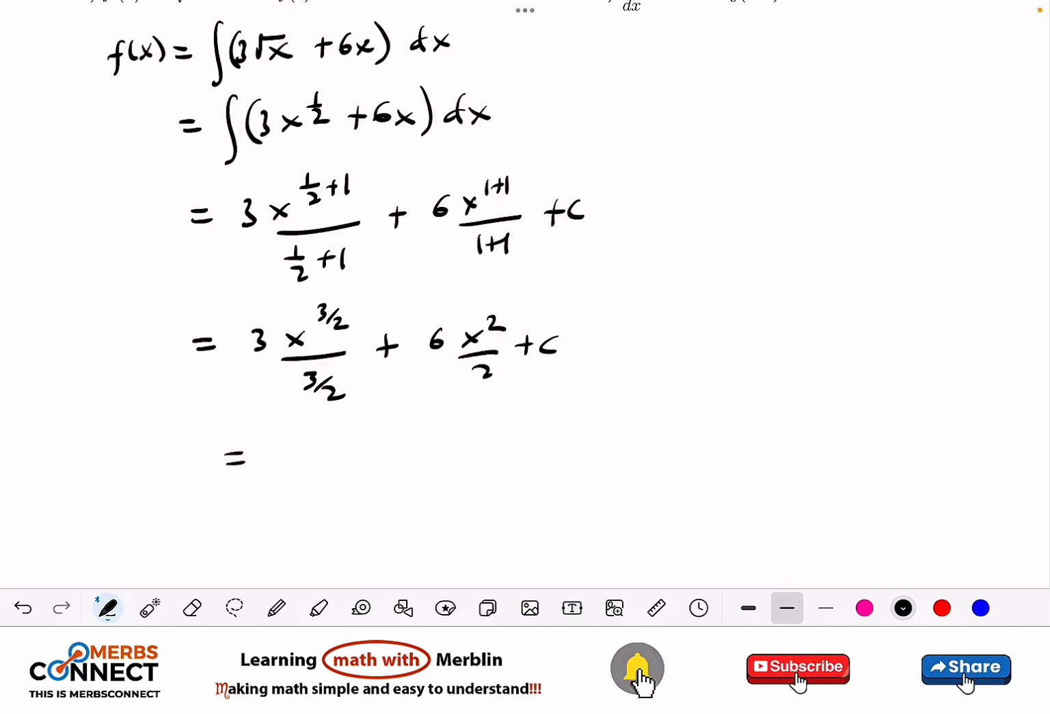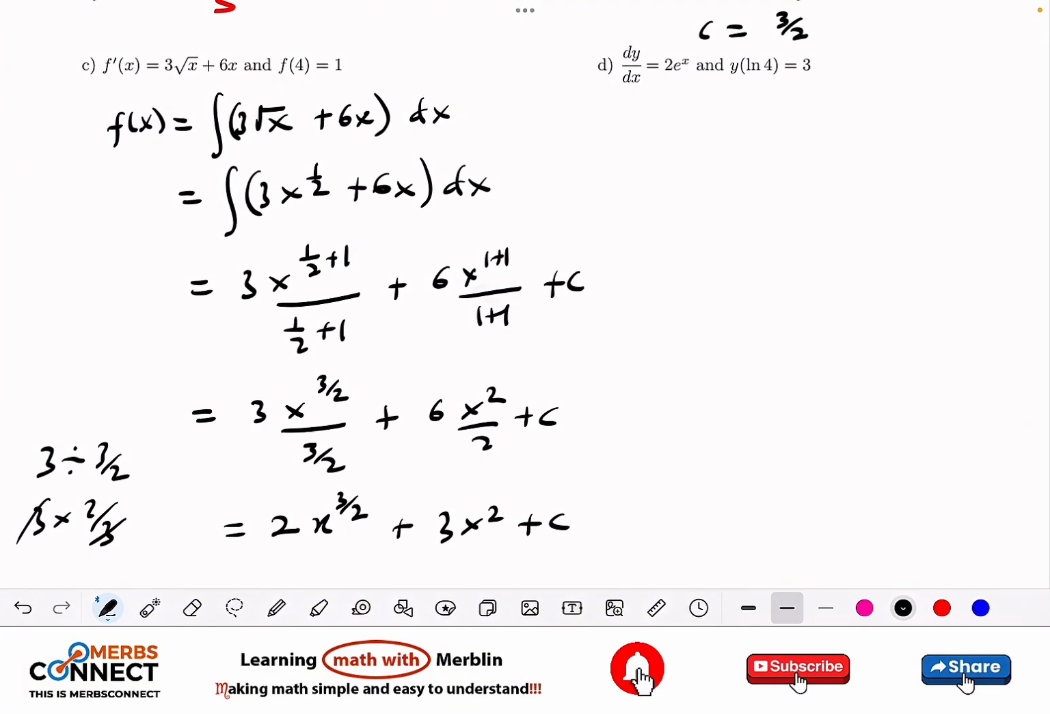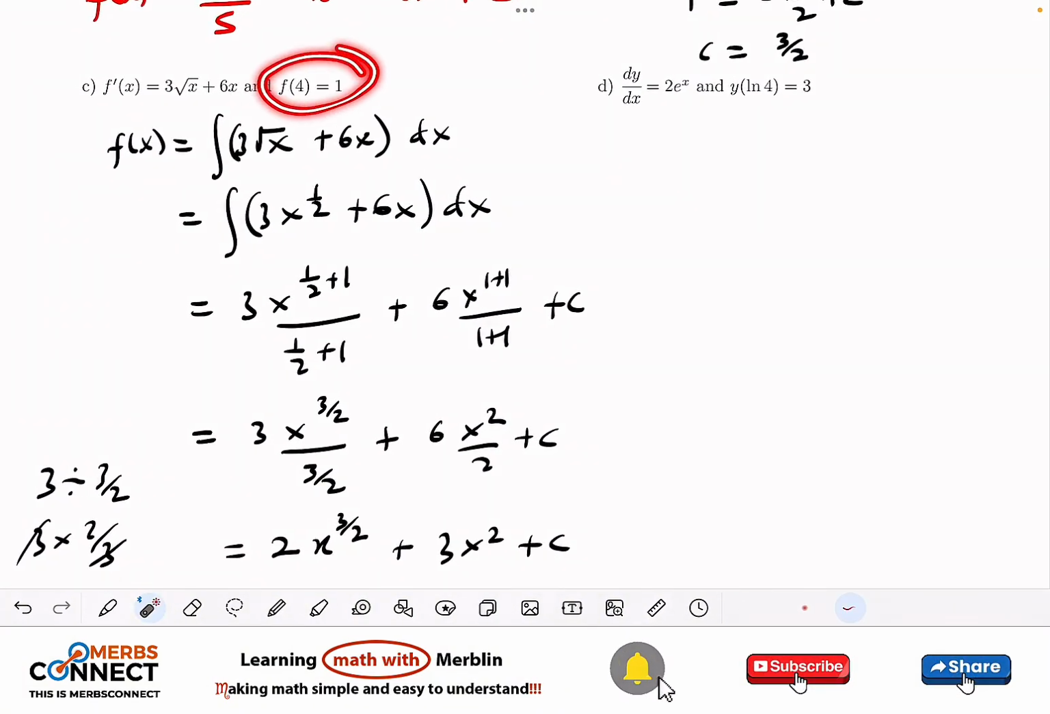Let's simplify. This is like 3 divided by 3 on 2. So this is 3 times 2 on 3, and we are going to have 2. So this one is 2. Then 6 divided by 2 is 3 plus c. So now let's find c with this initial condition.